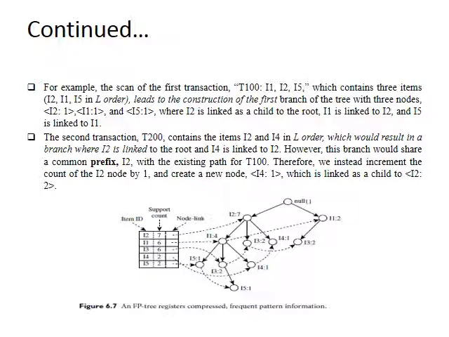The second transaction T200 contains the items I2 and I4 in L order, which would result in a branch where I2 is linked to the root and I4 is linked to I2. However, this branch would share a common prefix I2 with the existing path for T100. Therefore, we instead increment the count of the I2 node by 1 and create a new node I4:1, which is linked as a child to I2:2. You can observe this in the figure, which we will discuss in the coming slide.